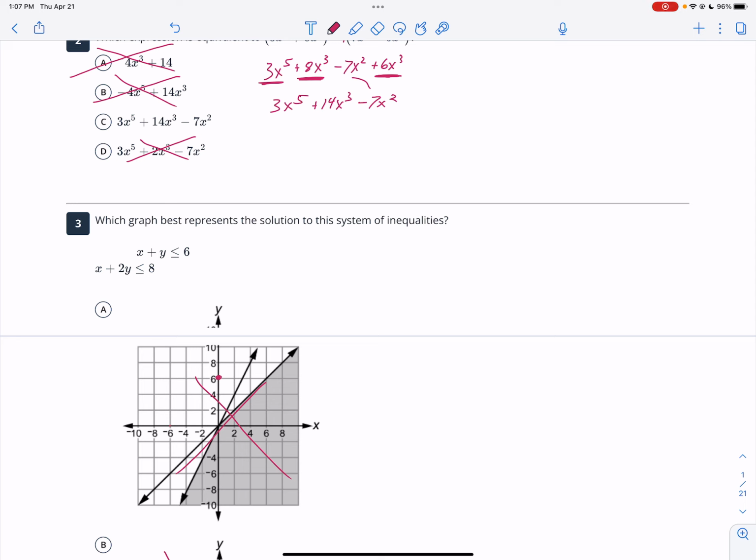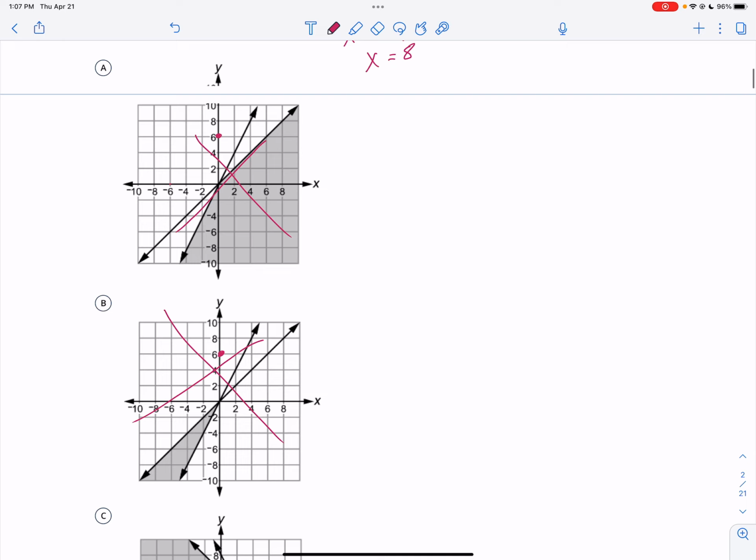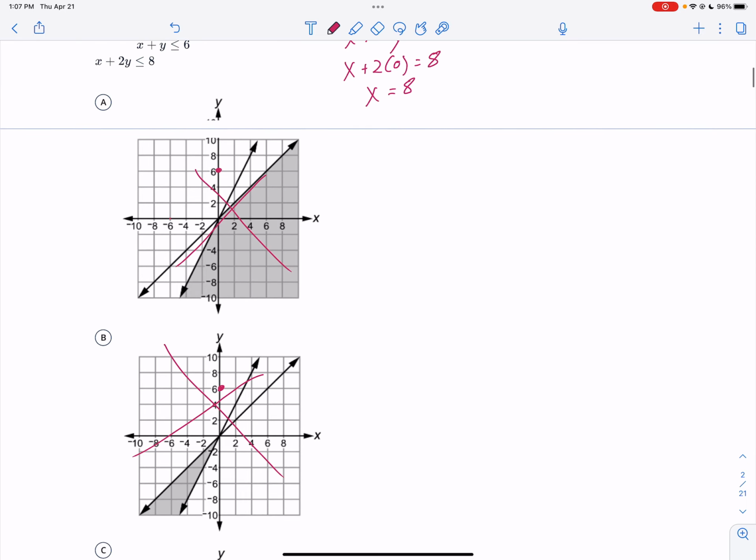So let's look at this. X plus 2y is less than or equal to 8. If I want to graph an inequality, I have to graph the line first. That's why I had that equal sign on the previous one. I have to graph the line first and then decide which way to shade. So again, for my x-intercept, y is equal to 0. So I have x plus 2 times 0 equals 8. So x equals 8. So when x is 8, y is 0. That is my x-intercept because I set y equal to 0.